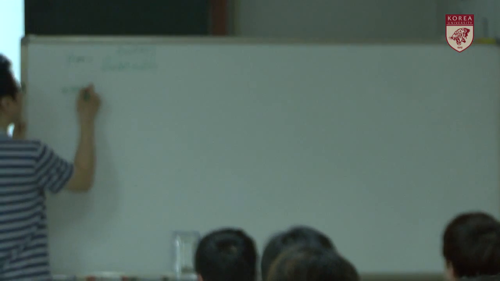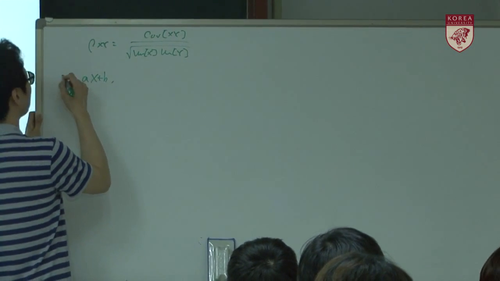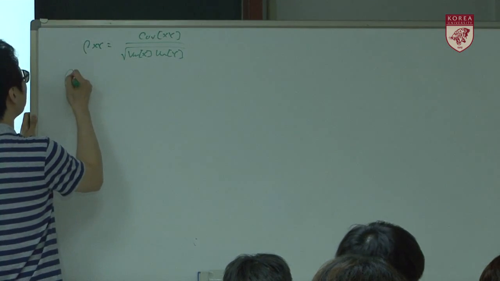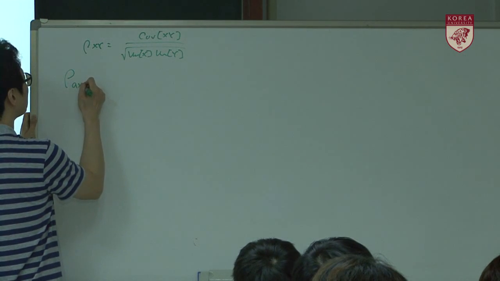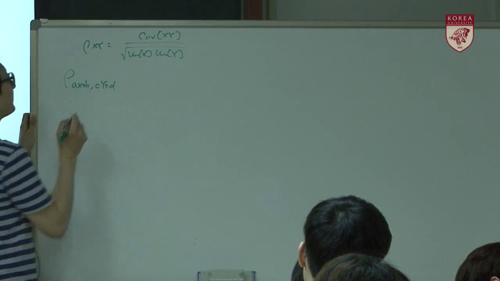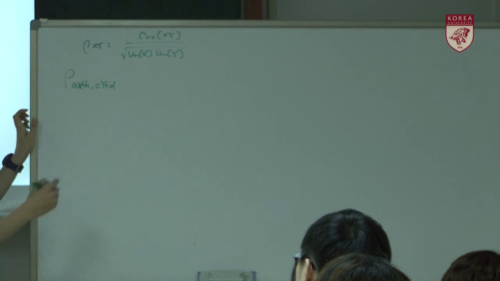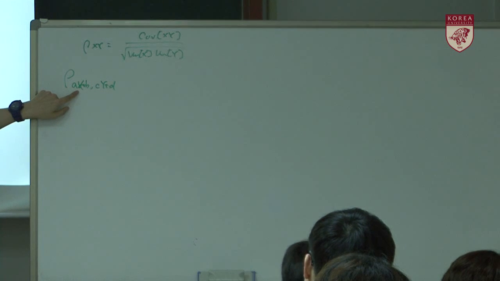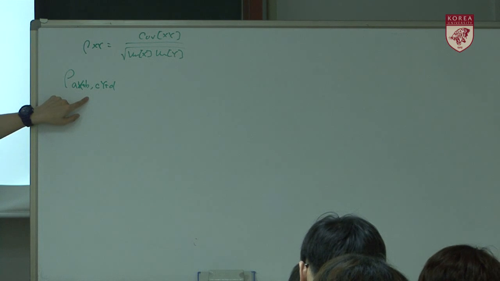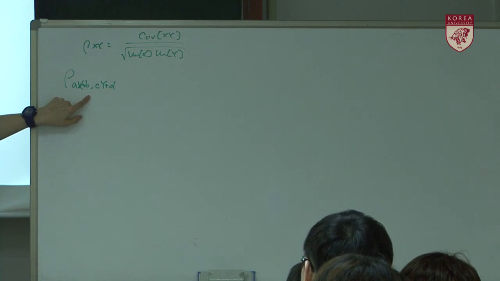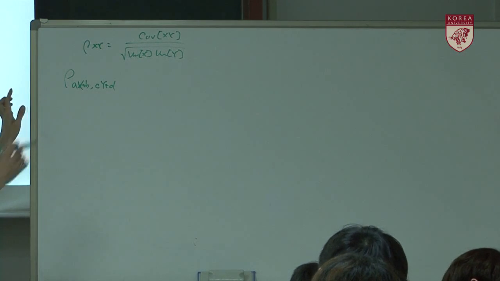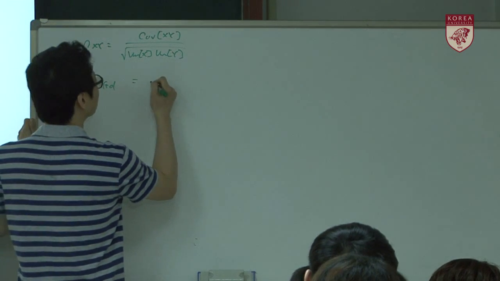ax plus b and, how can I write this? Okay, so let's use the correlation coefficient of ax plus b and cy plus d. So x is scaled by a and shifted by b, and y is scaled by c and shifted by d. So let's find out this one.